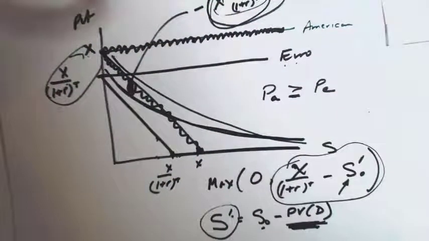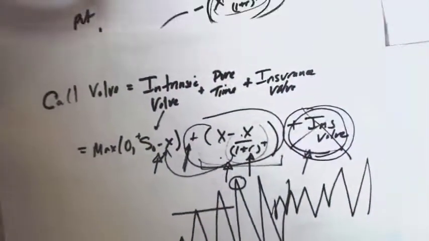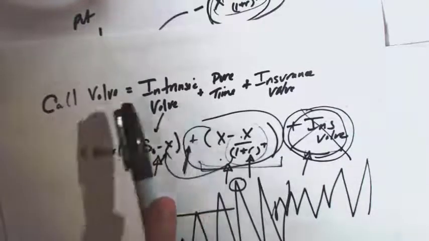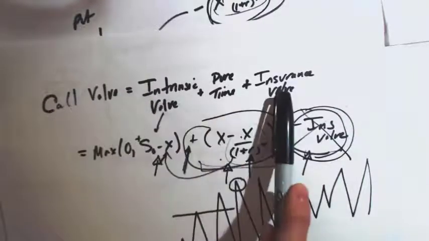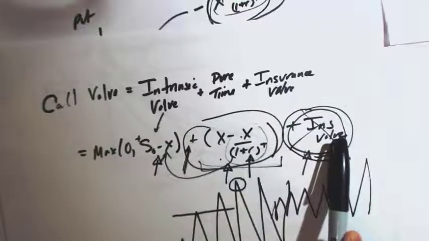So now let me cover early exercise of American puts. The question is, should we, or is it optimal to exercise an American put early? Remember, let's compare the call for a second. So remember when we looked at the call, we said that the call has an intrinsic value, pure time value, and insurance value.